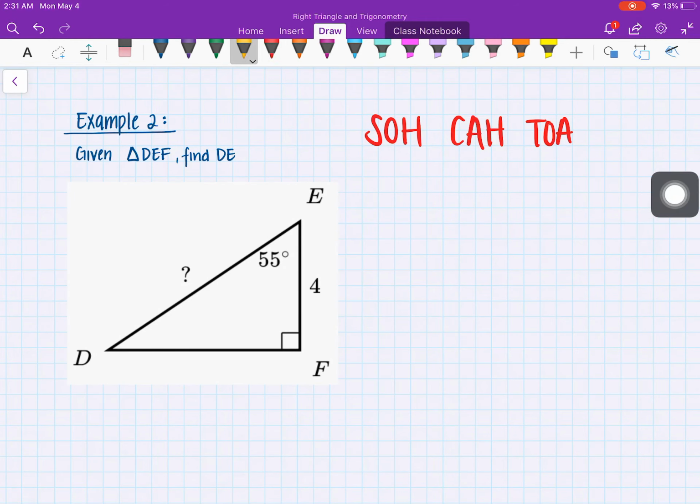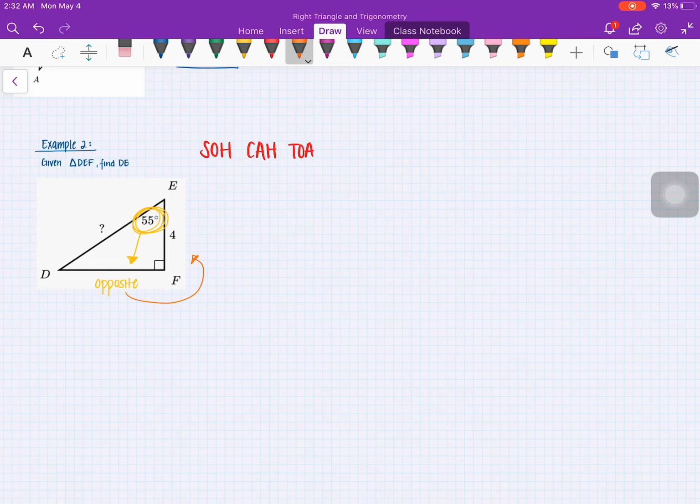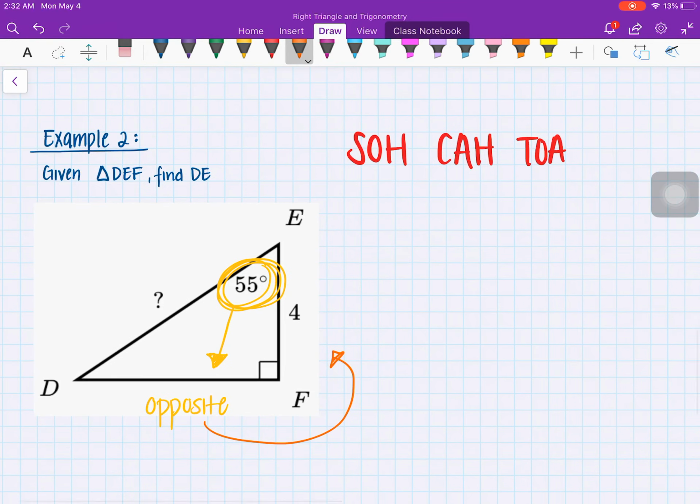I do want to start off with labeling or pointing out where my angle is and determining the side opposite to it. The side opposite to our angle is DF, and I'll label that as opposite. But if you take a look at this, we're not actually given the measurement of this side, so we don't need the opposite side. So I'm going to look at the side next to it, and this one here would be our adjacent.